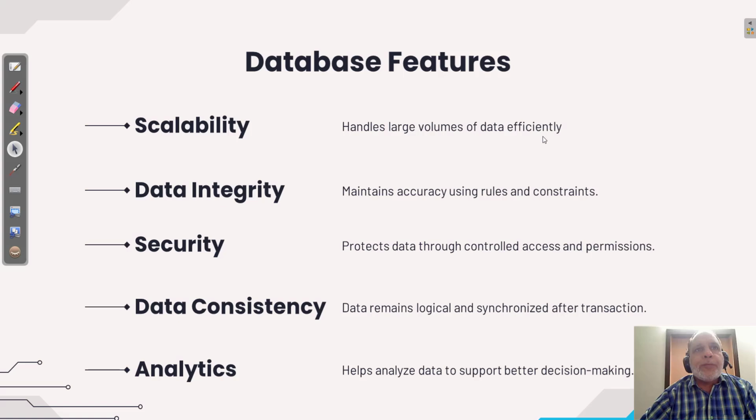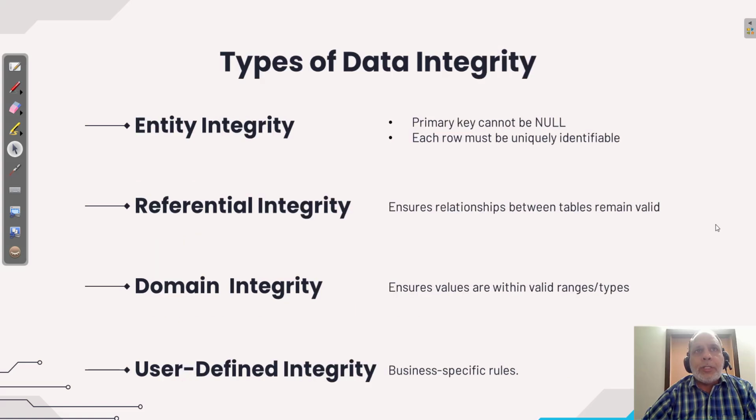The second database feature is data integrity. Data integrity means accuracy, the data should be valid and accurate. We will discuss all the data integrity constraint types in more detail in the next video.